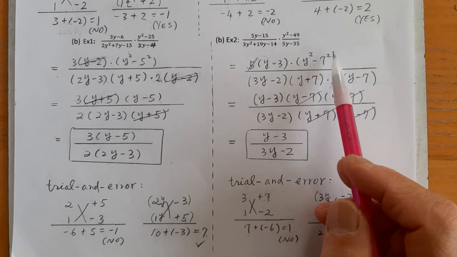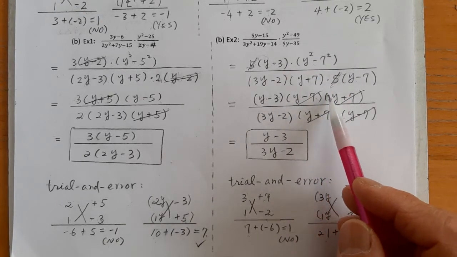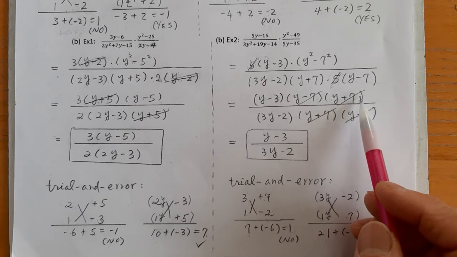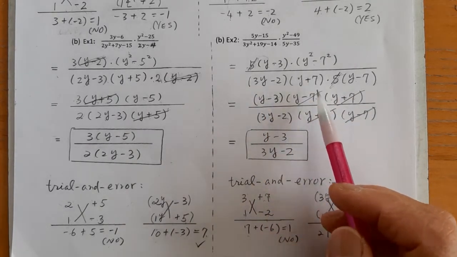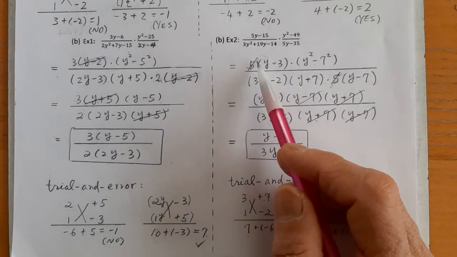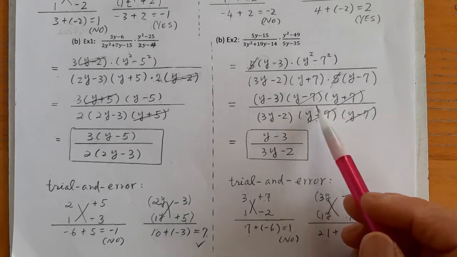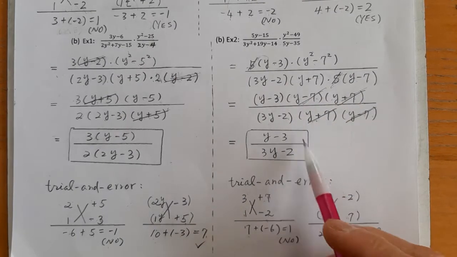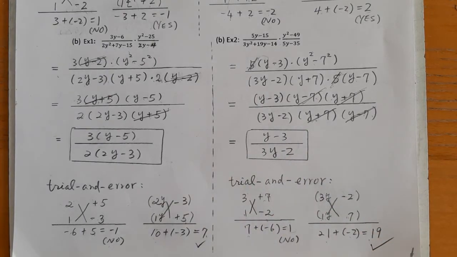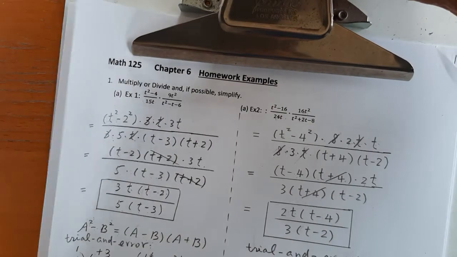This y squared minus 7 squared factors as y minus 7 times the quantity y plus 7. And this denominator is 3y minus 2 and y plus 7. And 5 cancels, so y minus 7 remains. Then you cancel y minus 7 and cancel y plus 7. And so that's the answer. So this is the A and B example.